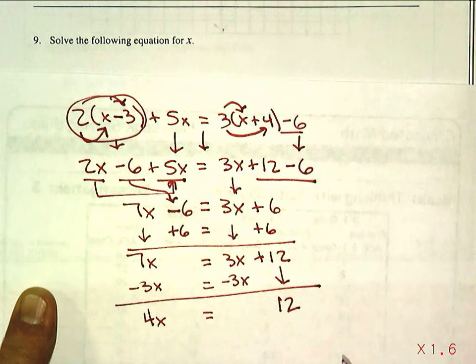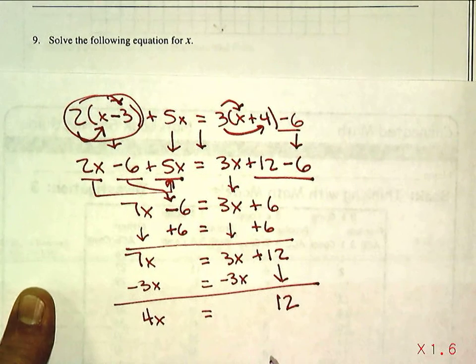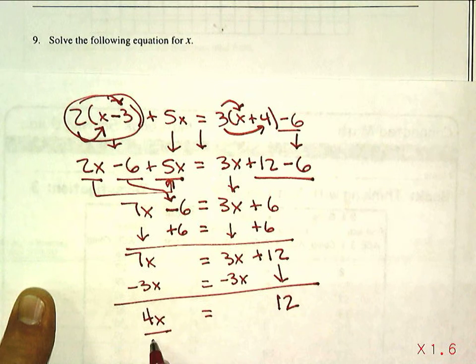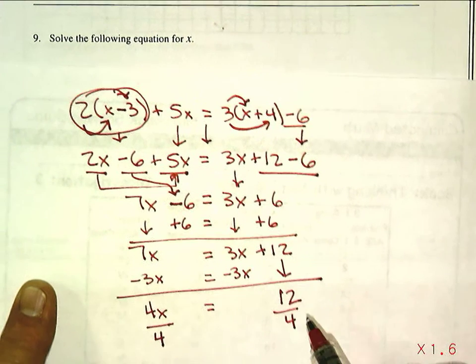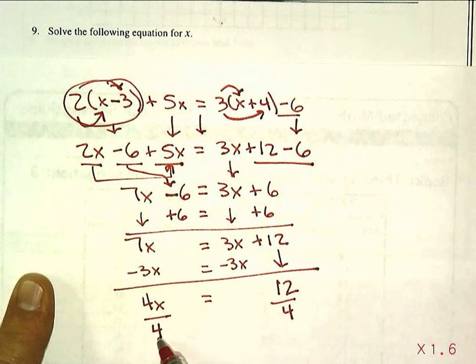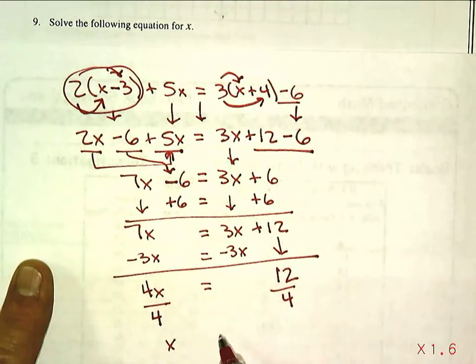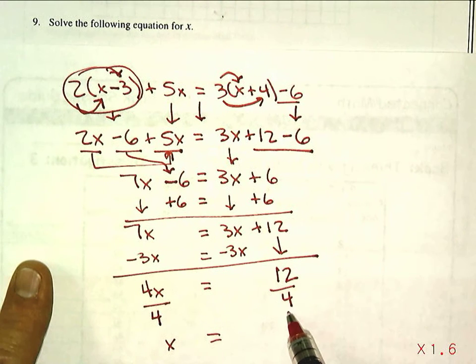And now the last step, I have 4x equals 12. I think you know what x is equal to at this point, but I'm going to do the last algebraic step, and that's divide both sides by 4. And so 4 divided by 4 is 1. 1 times x is x. And so x is equal to 12 divided by 4, which is 3.